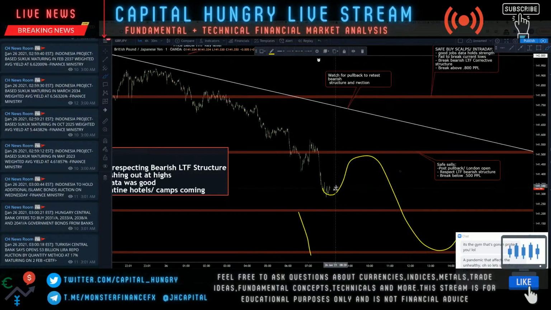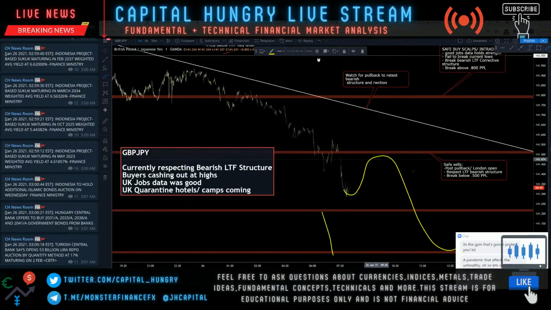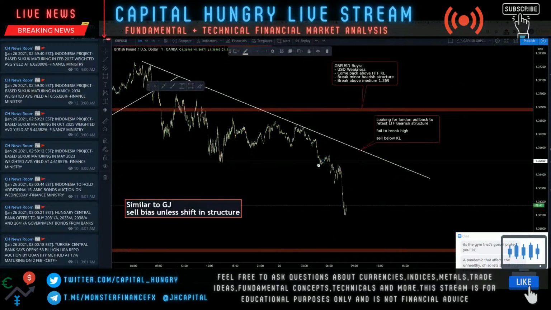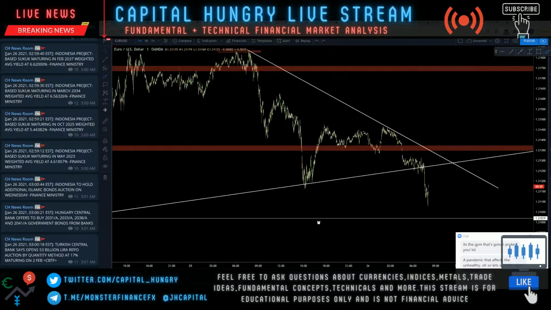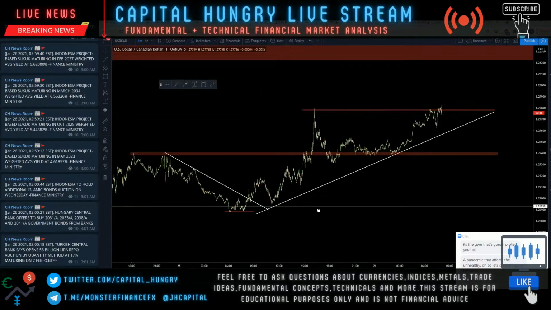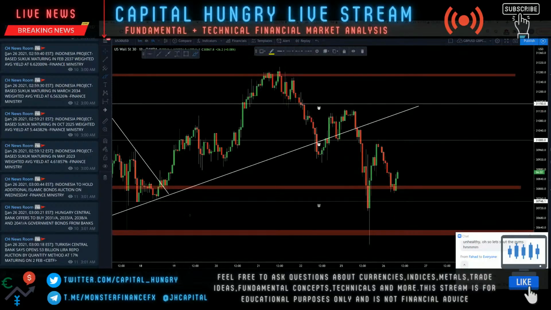GJ is just having a potential bit of a bounce. I'd like it to retest 0.500 or take sells below 0.200. GU, we're waiting for the pullback. EU, we're waiting for the pullback. UCAD, we're waiting for the pullback to around 1.27600 if we fail to break. And now let's look at US30.